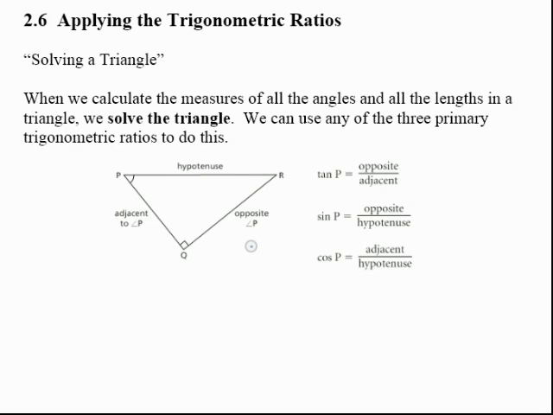Okay, now I'm going to do section 2.6 on applying the trigonometric ratio. And specifically, in this example, we're going to look at solving a triangle. That means that we are going to find all of the sides and all of the angles on a given right triangle. To do this, we can use any or sometimes all of the three primary trigonometric ratios, that is sine, cos, and tan.